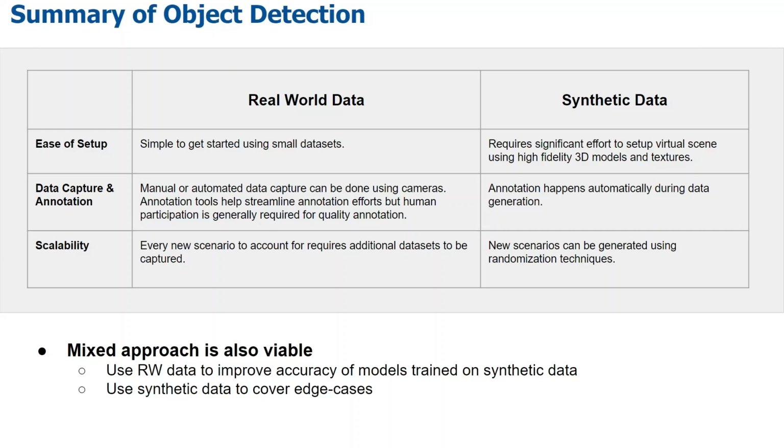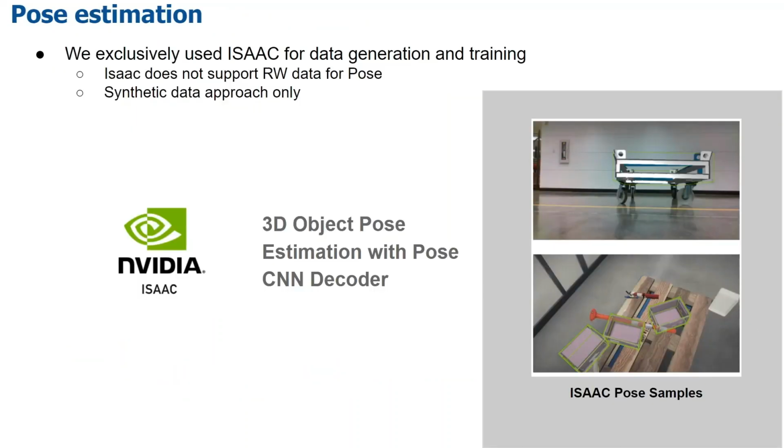With object detection covered, let's shift our focus to pose estimation, another critical component of the quality monitoring use case. As a note before we begin discussing pose estimation, our approach uses Nvidia's Isaac Sim and Isaac SDK, which currently only supports training pose estimation models using synthetic data. Therefore, we will not discuss training pose estimation models using real-world data.